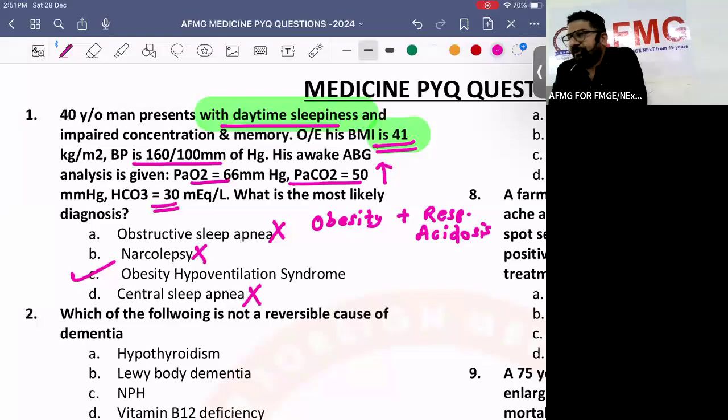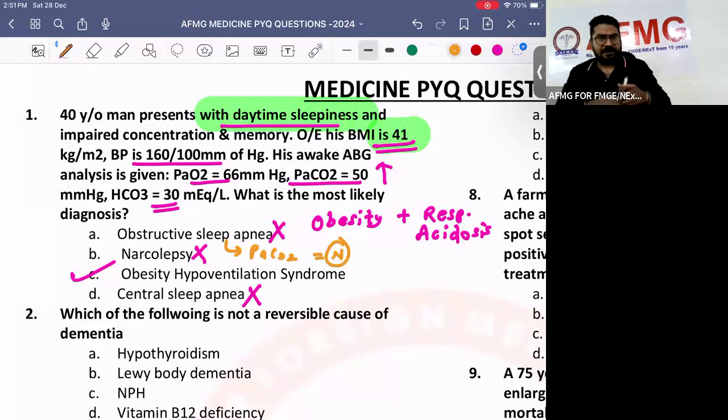मोटा होगा, patient will be obese, but he may not have respiratory acidosis, right? So in obstructive sleep apnea, remember, PaCO2 will be normal. So this is how to solve this question. अब ये क्वेश्चन बार बार एग्जाम में आ रहा है and most of the students are answering it obstructive sleep apnea. क्लियर? किस किस का सही है?